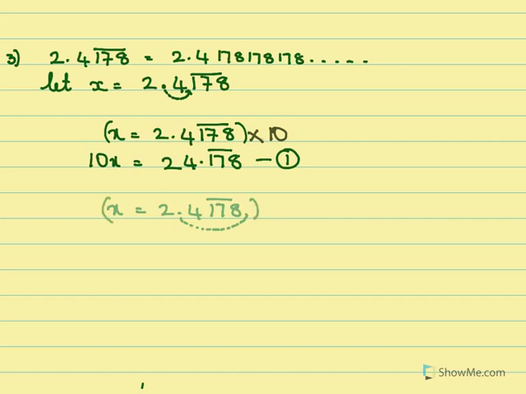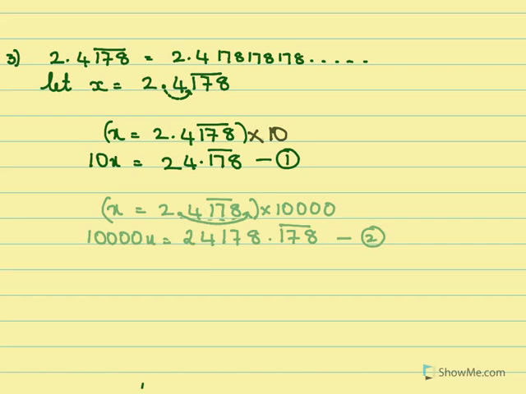1, 2, 3, 4 zeros. So I'll multiply this by 10,000 because I need to take it as 1, 2, 3, 4 places. So I'll get 10,000x equal to 24178.178 bar. I've taken the decimal from here to this point to what is after the recurring. So this is equation 2.